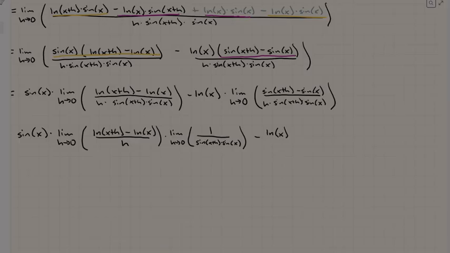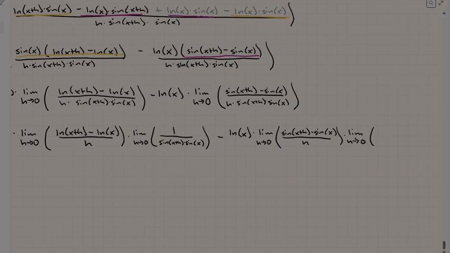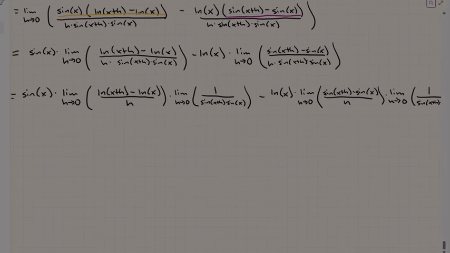So we've got minus ln of x times the limit as h goes to 0. We're going to split this whole thing into two terms multiplied by each other, right? So sine of x plus h minus sine of x over h, and then also times the limit as h goes to 0 of, what's left? 1 over sine x plus h times sine of x. And like the other one, there's no problem with putting in h equals 0 in that last part. Okay.